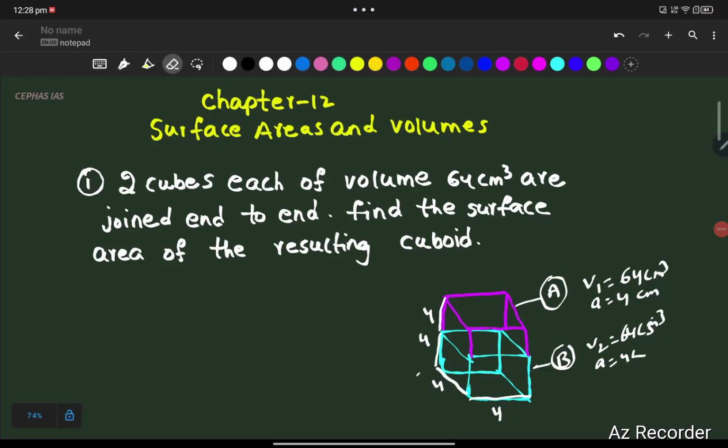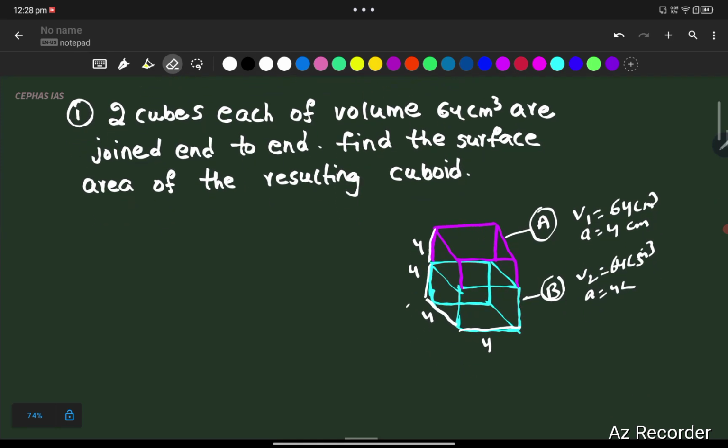Good morning, students. Today we are going to discuss the exercise sums of surface areas and volumes from chapter 12, 10th grade. Let's discuss the first question of 12.1.